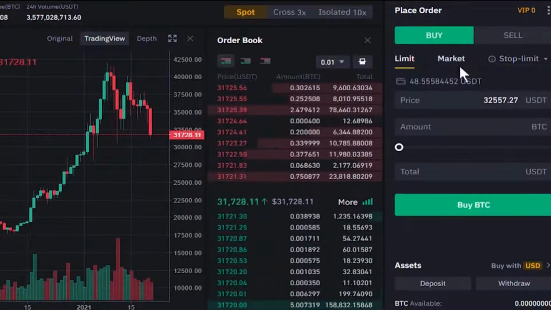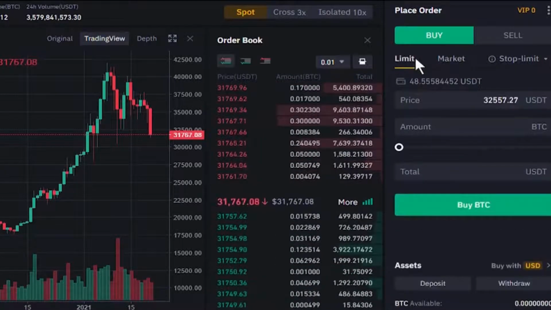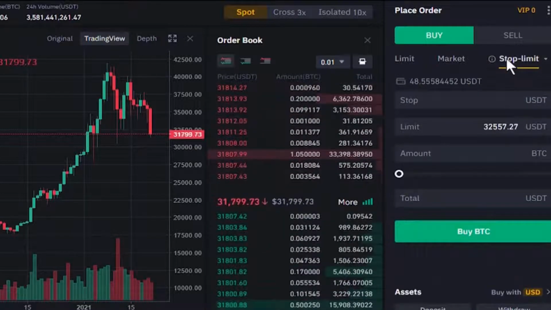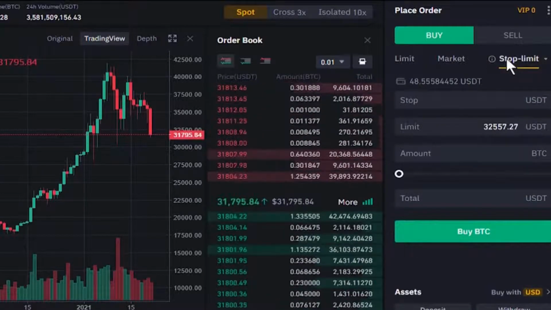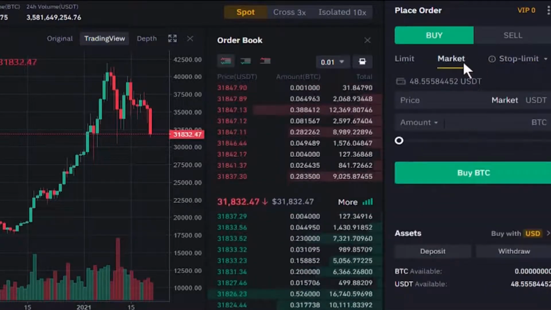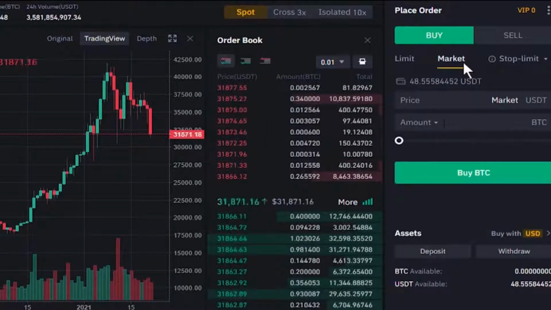These are actually the kinds of order that we can place: market order, limit order, and stop limit order. And you must understand what they are and how they can be helpful in different situations. Let's begin with market order. With the help of market order, you can buy or sell quickly with the best current available price.